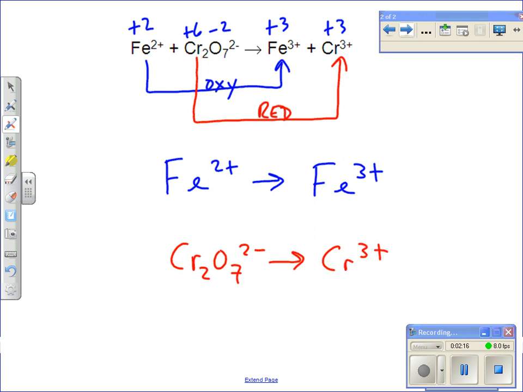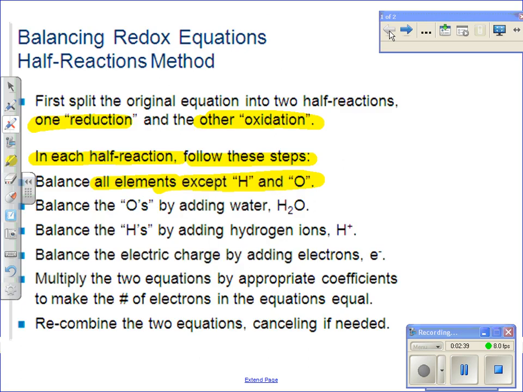So my first step is balance all the other elements. Well, if you look here, I have Fe 2 plus, Fe 3 plus. There's one Fe on the left, one Fe on the right, so I'm good with that. Then I look right here. Chromium, I have 2 chromiums right there. That means I have to put a 2 here to balance all the other elements. So now I've done step 2. Step 2 is balance all other elements except hydrogen and oxygen, which leads us to step 3.